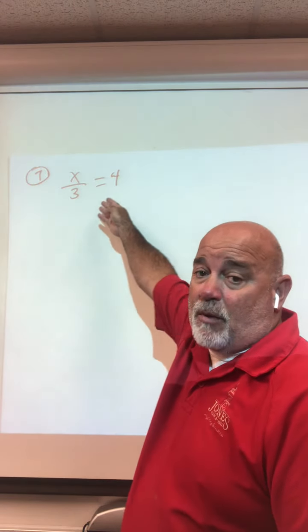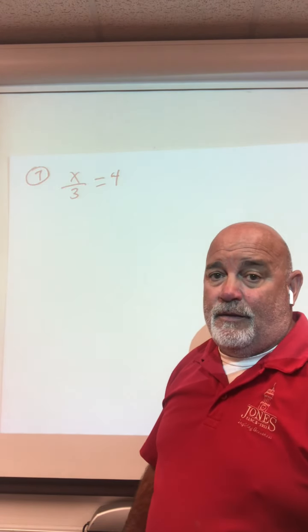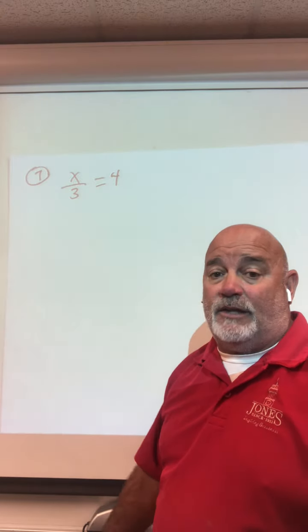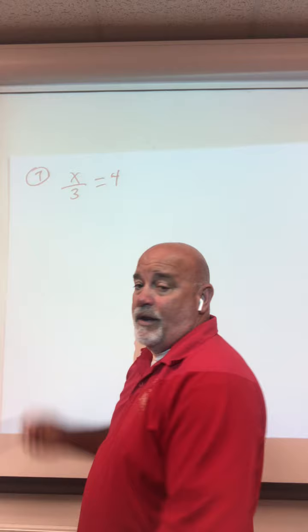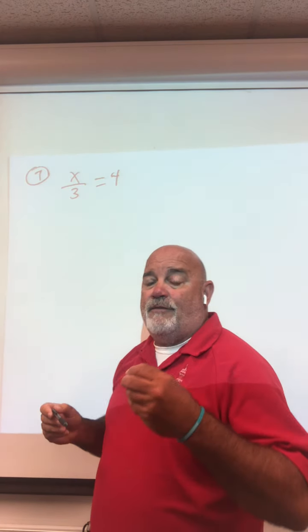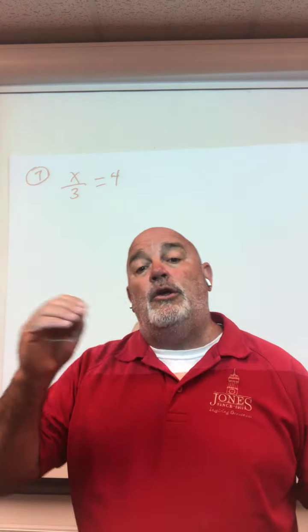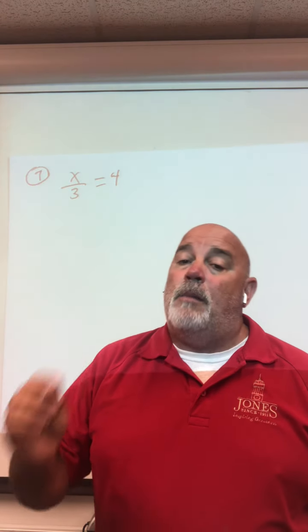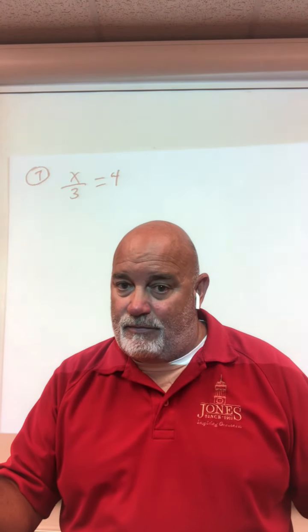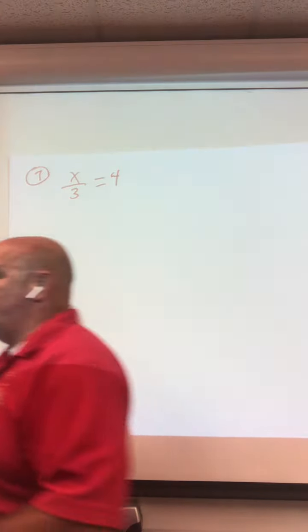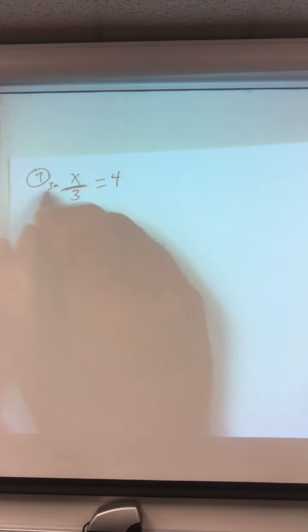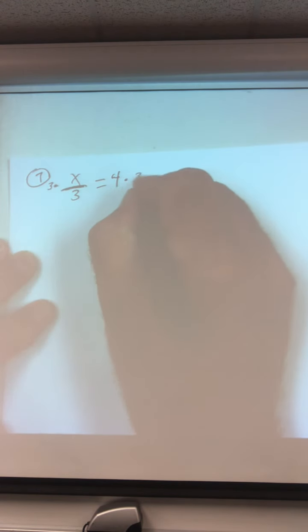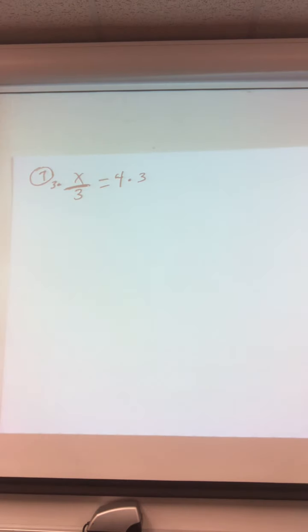First thing when I look at this problem, what's the first thing you see you don't like? Me either. I don't like the fraction. So here's what we're going to do. A fraction is a dividing 3. So how do you get rid of a dividing 3? You multiply by 3. But whatever you do to one side, you have to do to the other. So here's what I'm going to do. To get rid of this dividing 3, I'm going to multiply by 3. But whatever you do to one side, you have to do to the other.